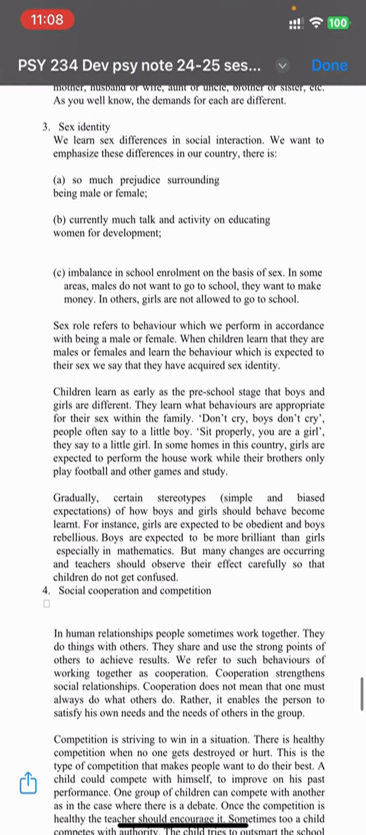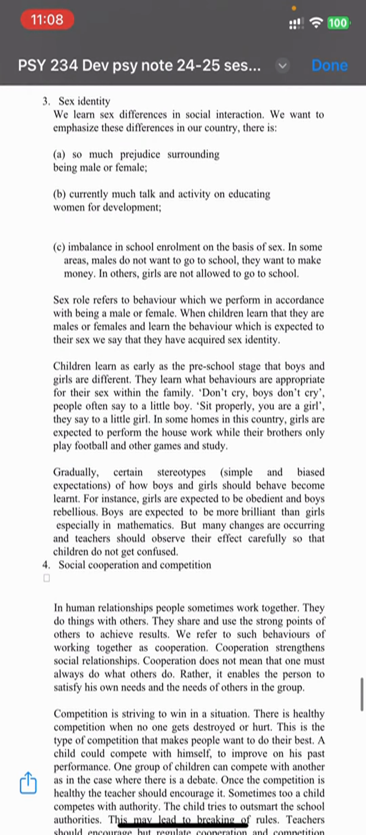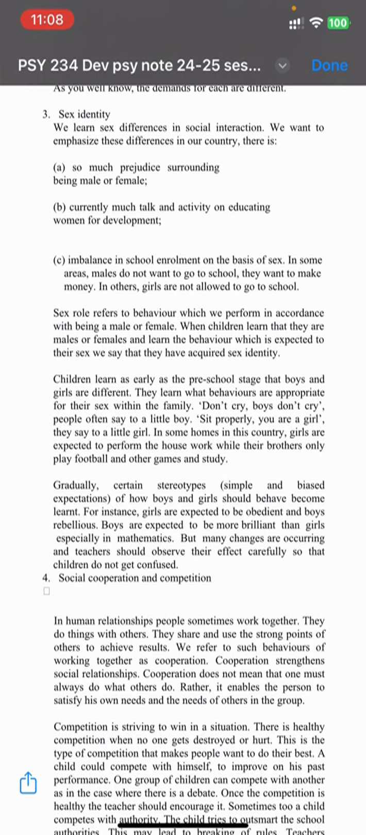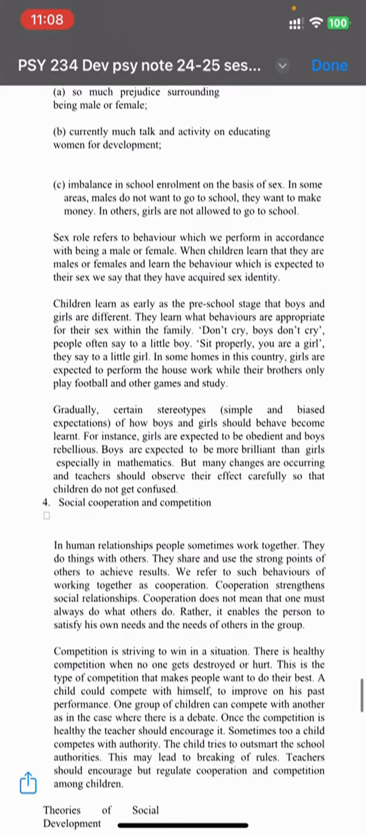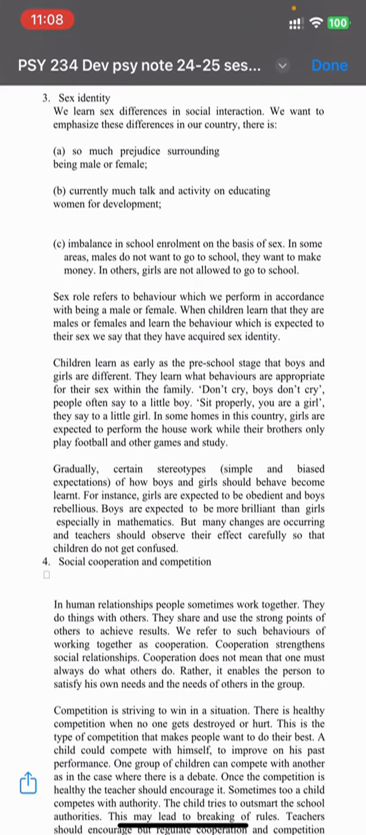They learn what behaviors are appropriate for their sex within the family. Don't cry. Boys do not cry. People often say to little boys, sit properly, you are a girl. They say to little girls. In some homes in this country, girls are expected to perform housework while their brothers only play football and other games and study. That's serious, sir.